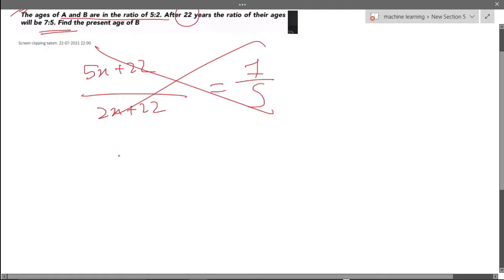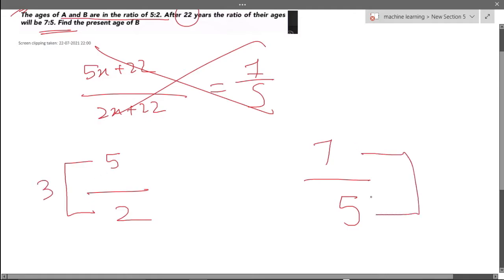So now the ratio is 5 is to 2. Apply the shortcut trick. After 22 years, the ratio is 7 is to 5. At first find the gap, the difference, numerator minus denominator. Here the numerator minus denominator is 5 minus 2, 3, and here the gap is 7 minus 5, which is equal to 2.